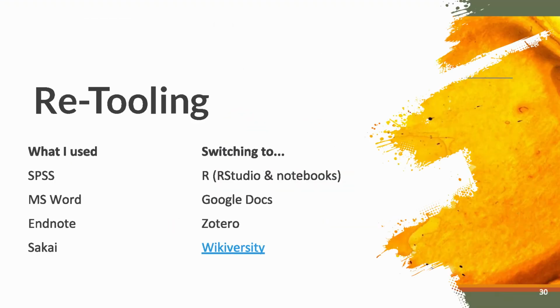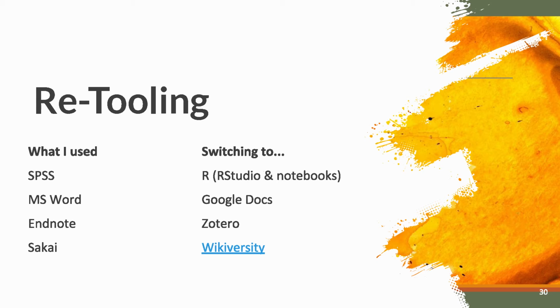And I've clearly drunk the Kool-Aid. I'm like, this is so cool. I wish someone had taught me this 20 years ago. So I got tenure using SPSS, which is owned by IBM, Microsoft Word, EndNote is owned by Thomson. Sakai was the only open source thing that I was using.